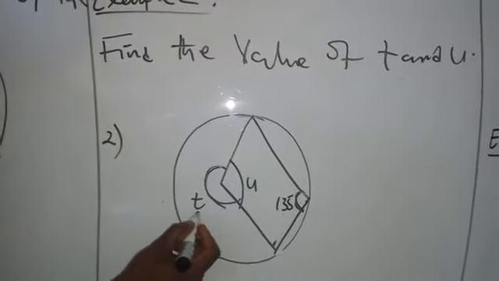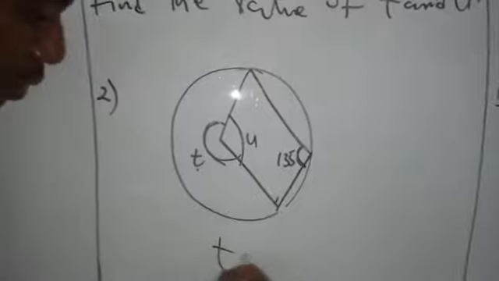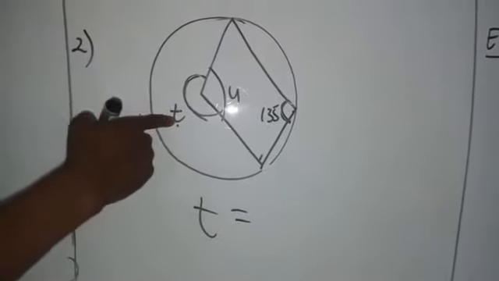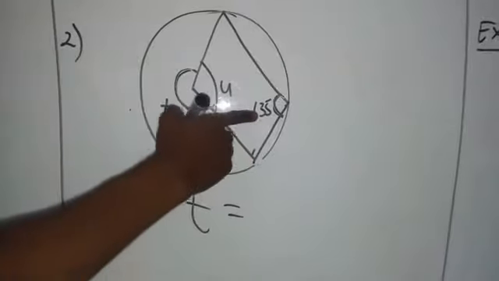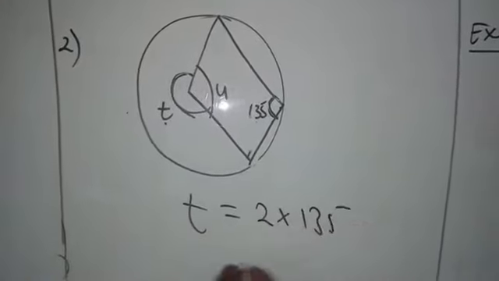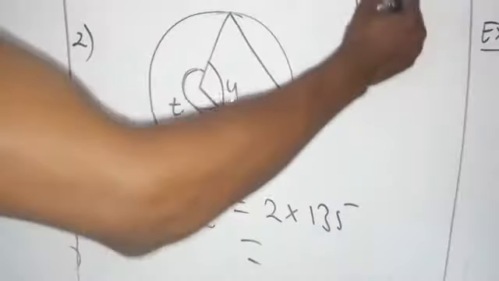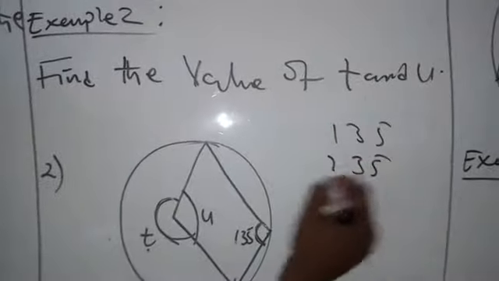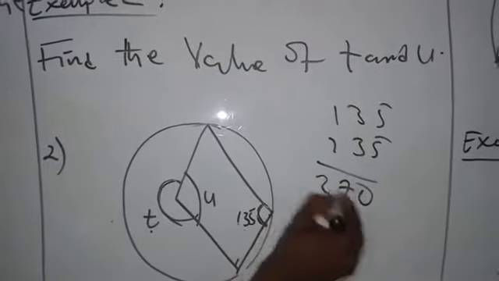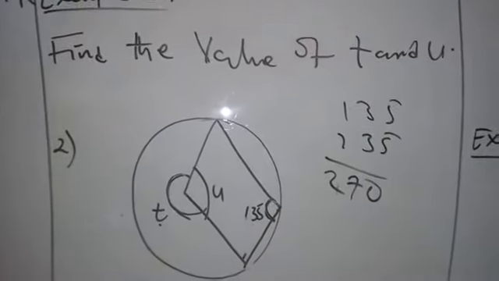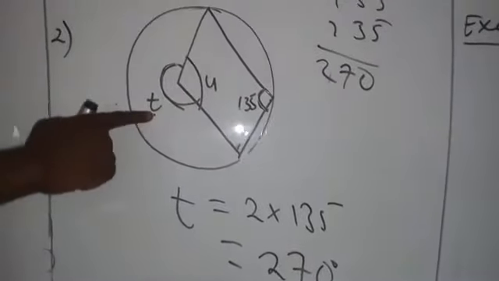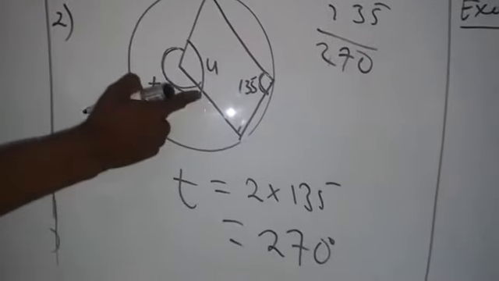So for me to get T, T is in the center, which is 2 times that which is at the circumference, that is 2 times 135. And when you multiply 135 by 2, this is 0, this is 6 and 7, which is 270. So when you say 2 times 135, it's going to give you 270 degrees, which means I have gotten my T. But remember we have U.